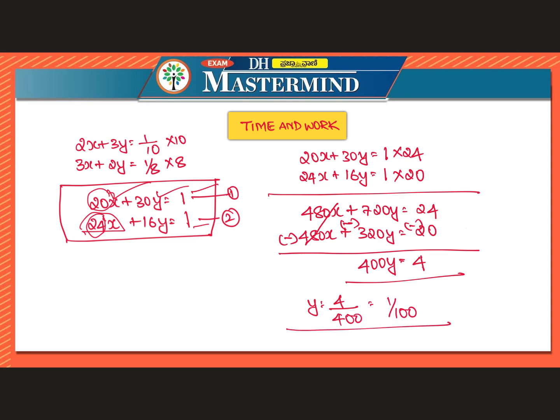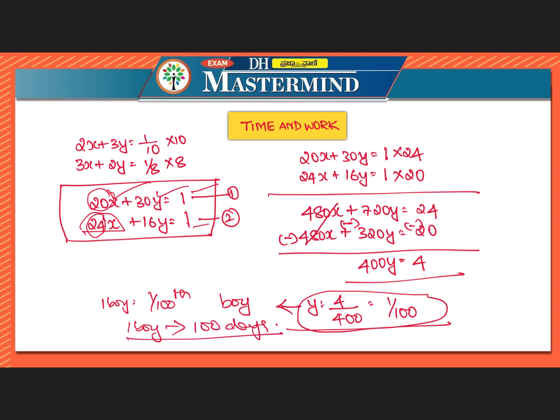So y represents a boy as per the problem statement. Hence, one boy can do 1/100th of the work in one day. That means one boy can do a piece of work in 100 days. So hope you got this point. We have solved for y, and y equals 1/100.